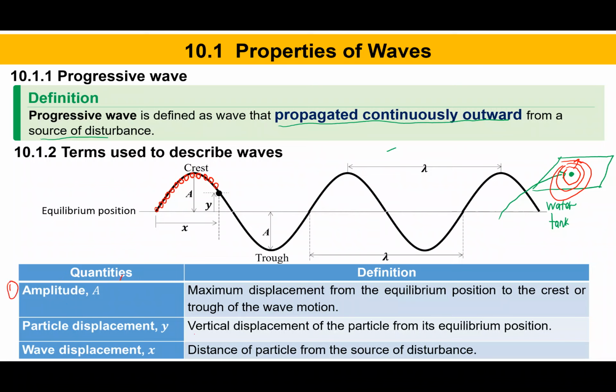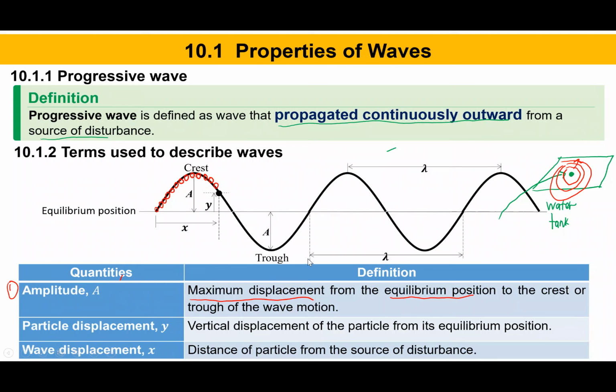So what is the amplitude? Amplitude is the maximum displacement from the equilibrium position. Okay? Ataupun to the crest or throw of the wave. Okay, crest tu yang mana? Crest tu adalah puncak dekat atas. Okay, throw ni puncak tetapi di bahagian bawah. Yang ni pun you kena tahulah.